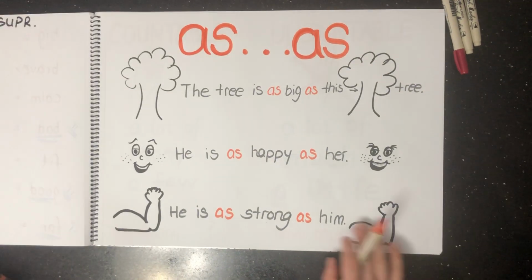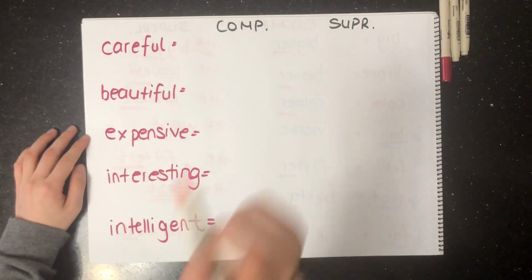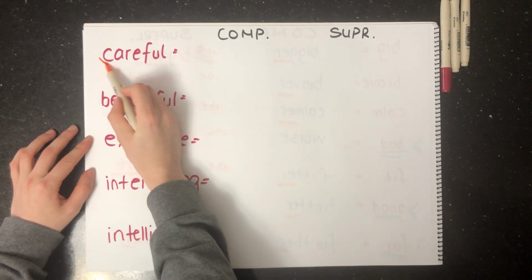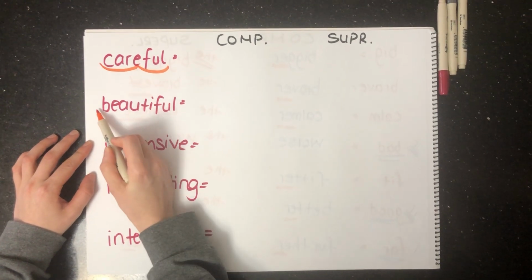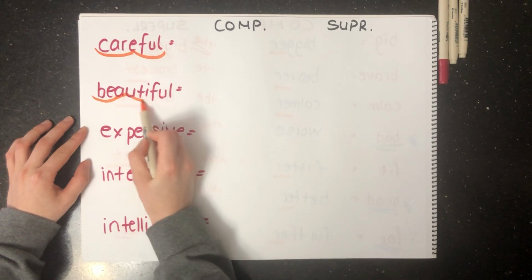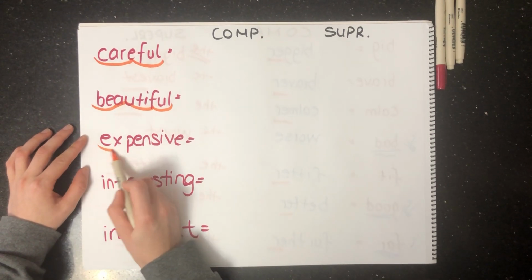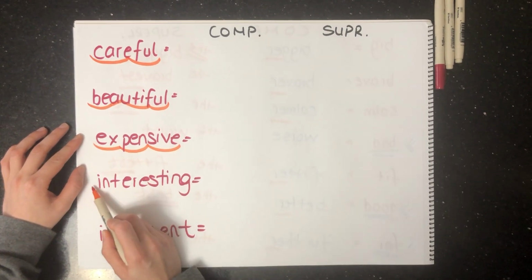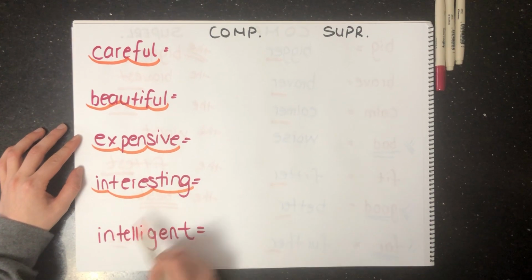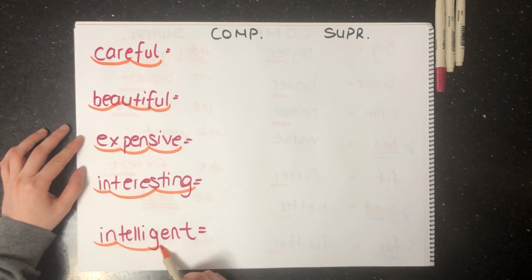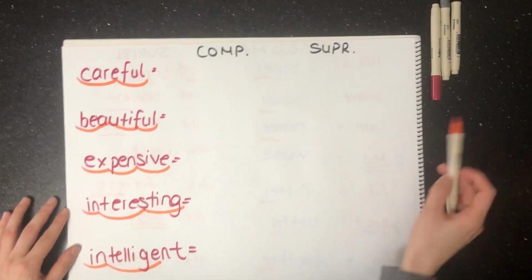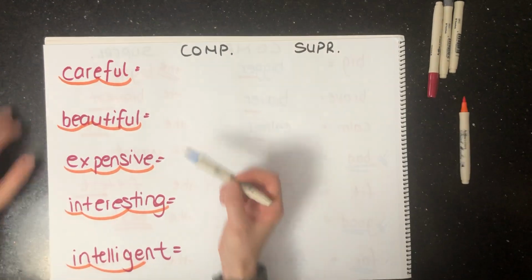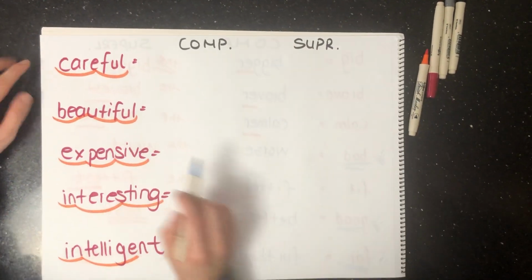Now, what about if we use the comparative and superlative in more than one syllable? Careful, beautiful, expensive, interesting, intelligent. Okay, now let's look what we have to do here. If we have comparative, what do we say?